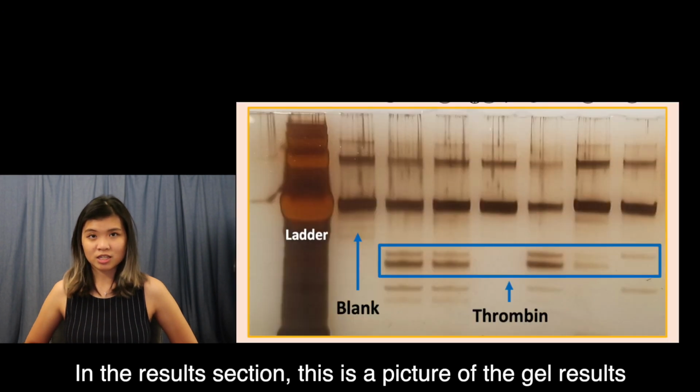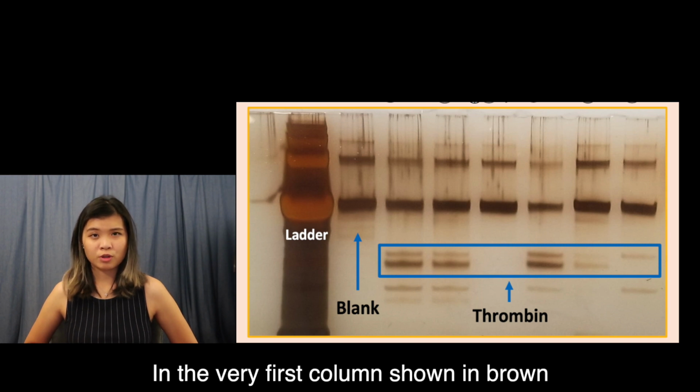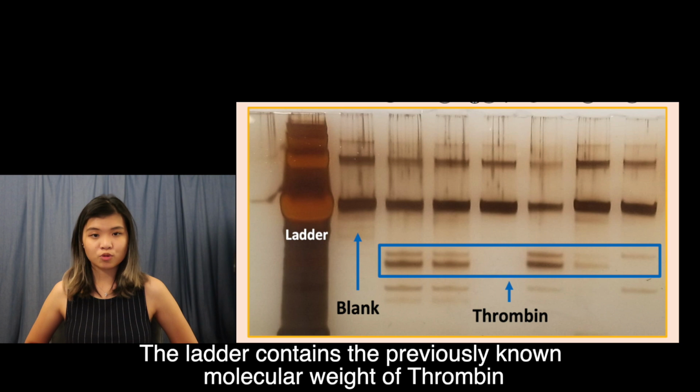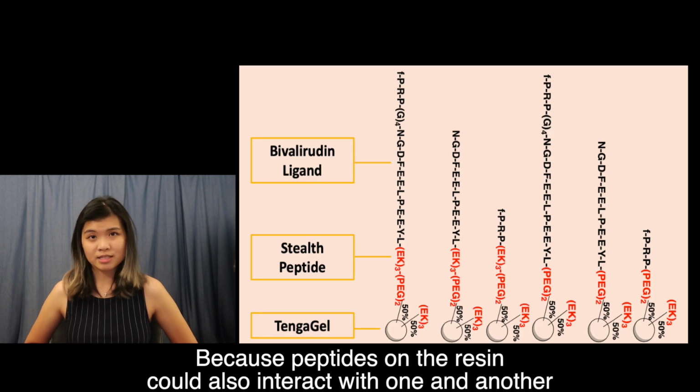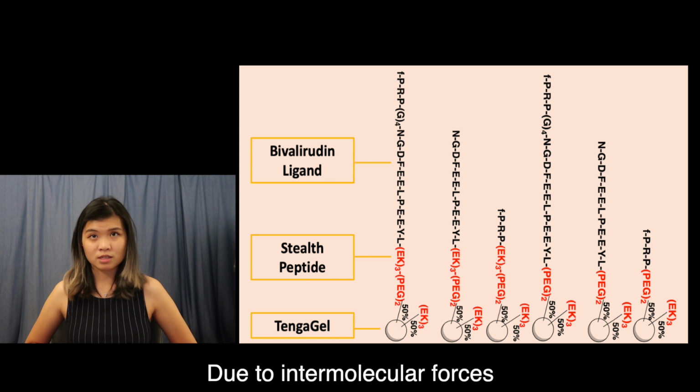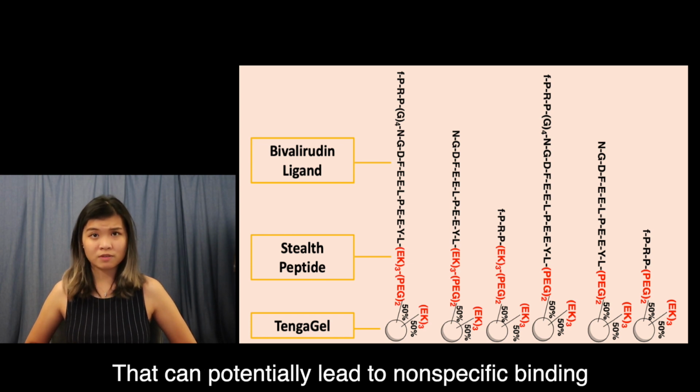In the results section, this is a picture of the gel results. The very first column, shown in brown, is the ladder, which contains the previously known molecular weight of thrombin, indicating where it would show up. Peptides on the resin could also interact with one another due to intermolecular forces that can potentially lead to non-specific binding.